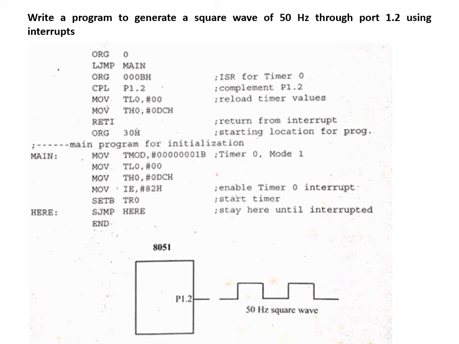executed. Then the control will be passed on to the main program, and continuously the jump here instruction will be executed until the microcontroller gets interrupted. This is how a 50 Hz square wave signal is generated through port 1 pin 2.